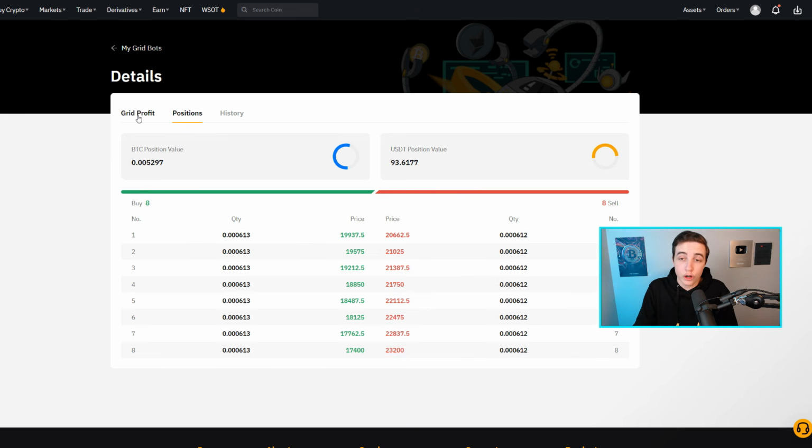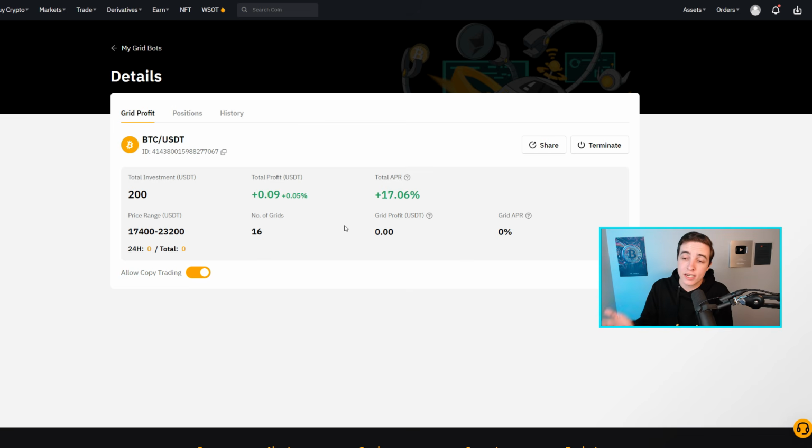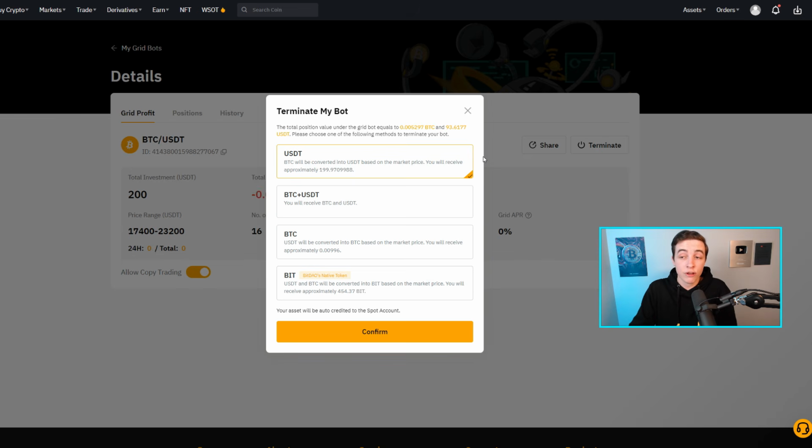And now if I click grid profit, go back to this page, you can see that this trading bot has already brought in around 7 cents, and you can allow copy trading if you want, which I'll talk about in just a moment. But to close these trading bots, you simply click terminate, and then it tells you exactly how much Bitcoin and USDT this trading bot is holding in this example.